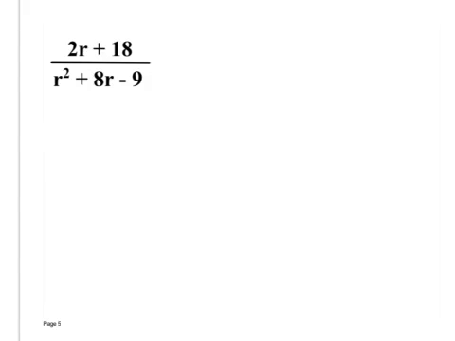All right, let's simplify this: 2r plus 18 over r squared plus 8r minus 9. Now, this problem will also say state the excluded values of r. So simplify it first, and then state the excluded values for r. I'm going to factor something out of the top. What can I take out of 2r and 18? 2, what's left? 9. 2 times r plus 9. Now let's factor the bottom.